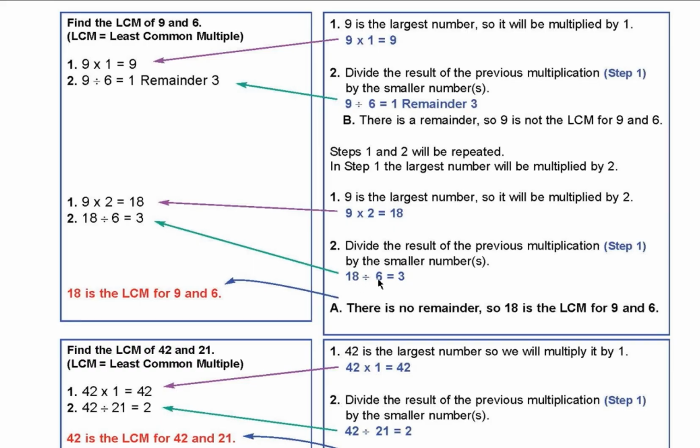18 divided by 6 equals 3. There is no remainder. Therefore, since there is no remainder, 18 is the least common multiple for the numbers 9 and 6.